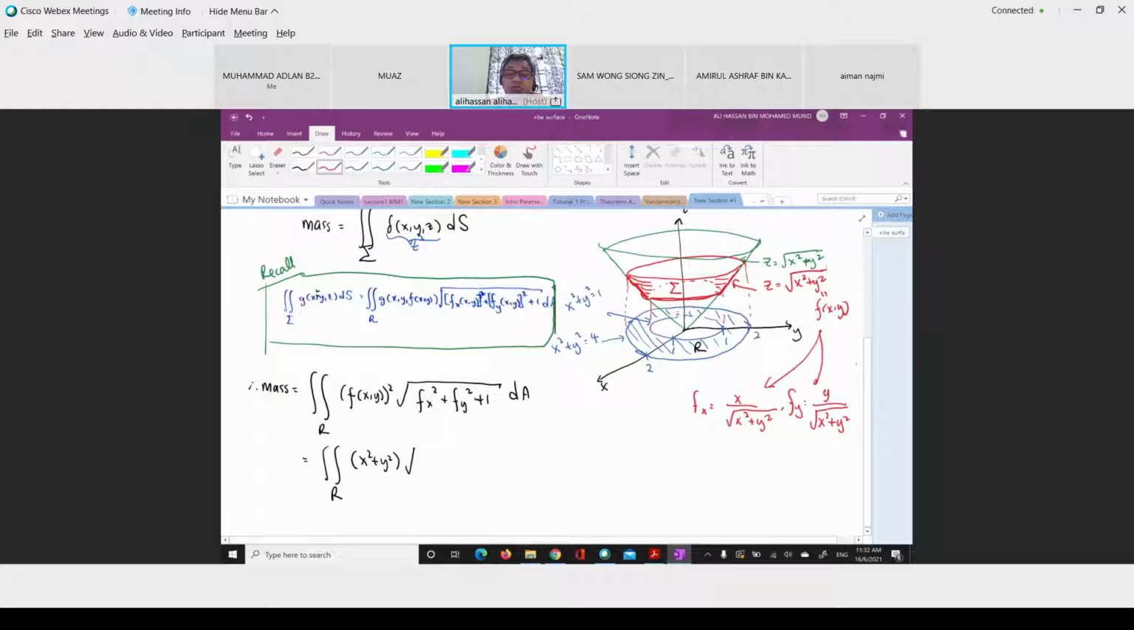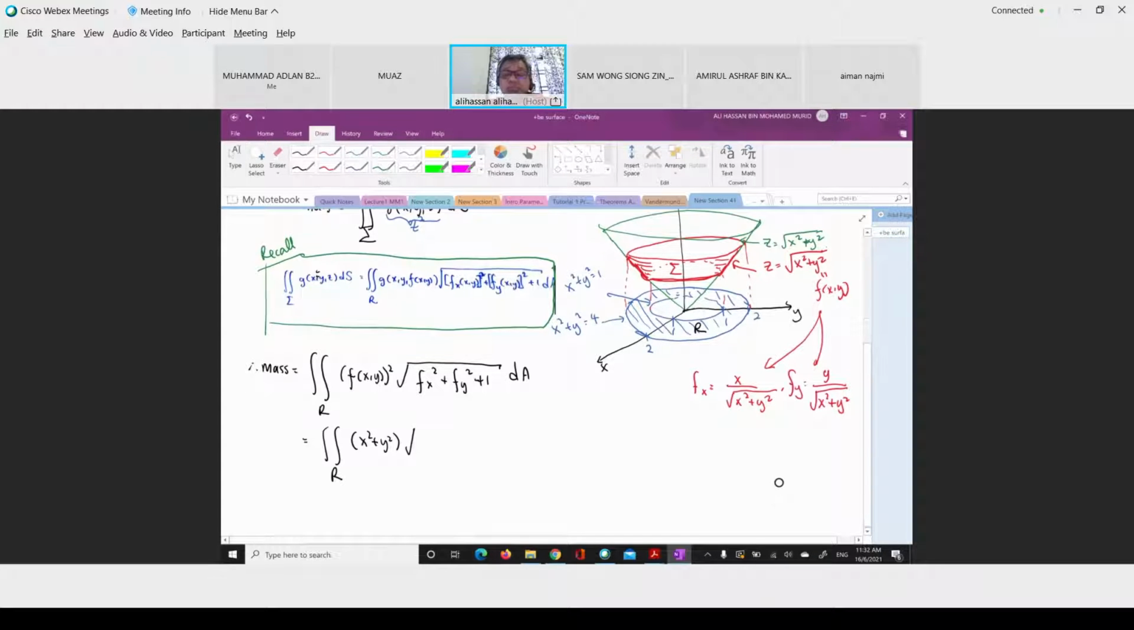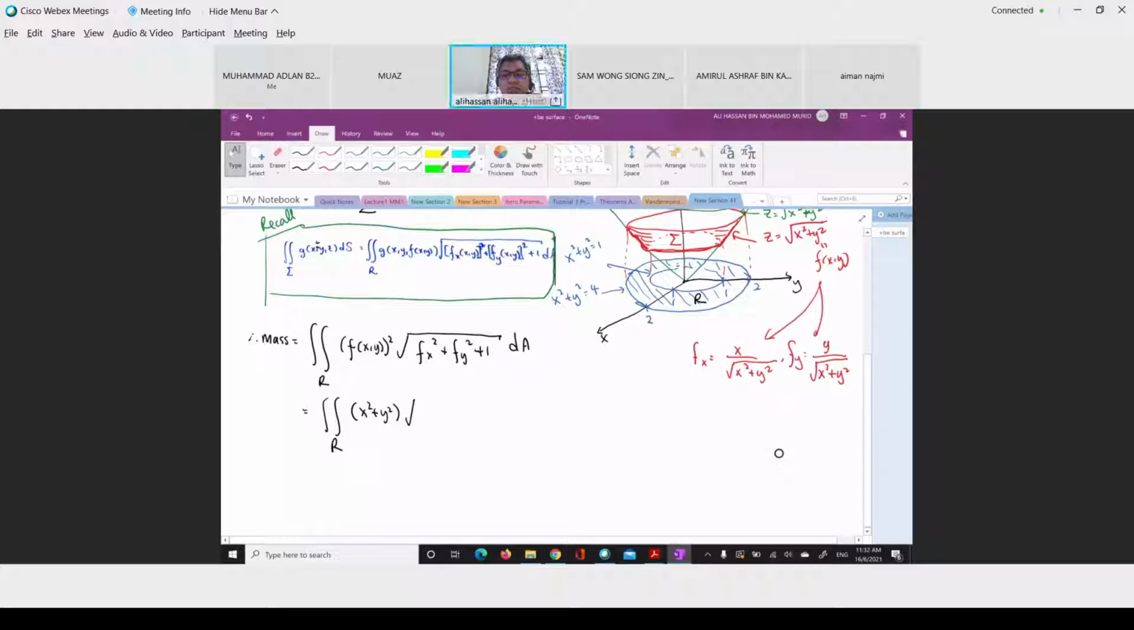You see, you need to be able to take partial derivatives correctly here. Then you need to be able to calculate this double integral correctly. If you did not manage to get the partial derivatives of f correctly, then of course you will get a wrong integrand for the double integral. So maybe things will become too complicated for you to solve.